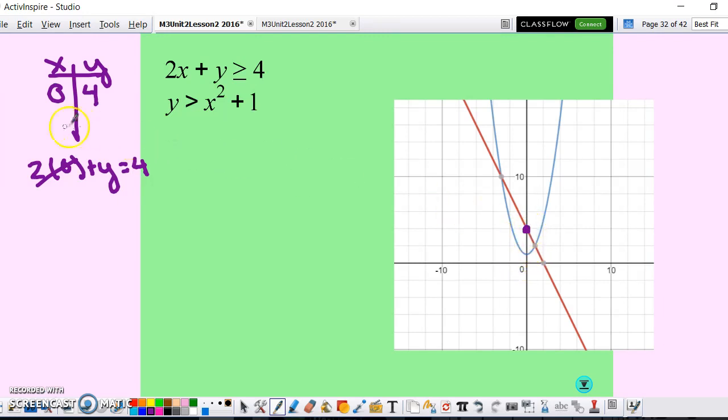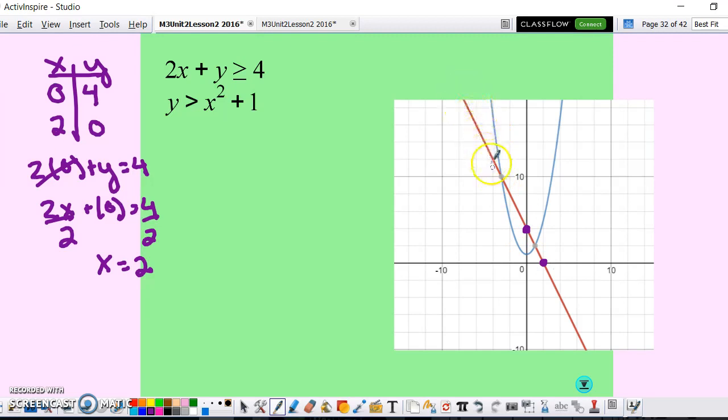So 2, 4. Now, if y was 0, I'll put a 0 in for my y. So I have 2x plus 0 equals 4. I would divide by 2 on both sides now because I have nothing else with the y being 0. So x equals 2. Here we go. Go check. It's counting by 2's. There's my 2. We're good to go.